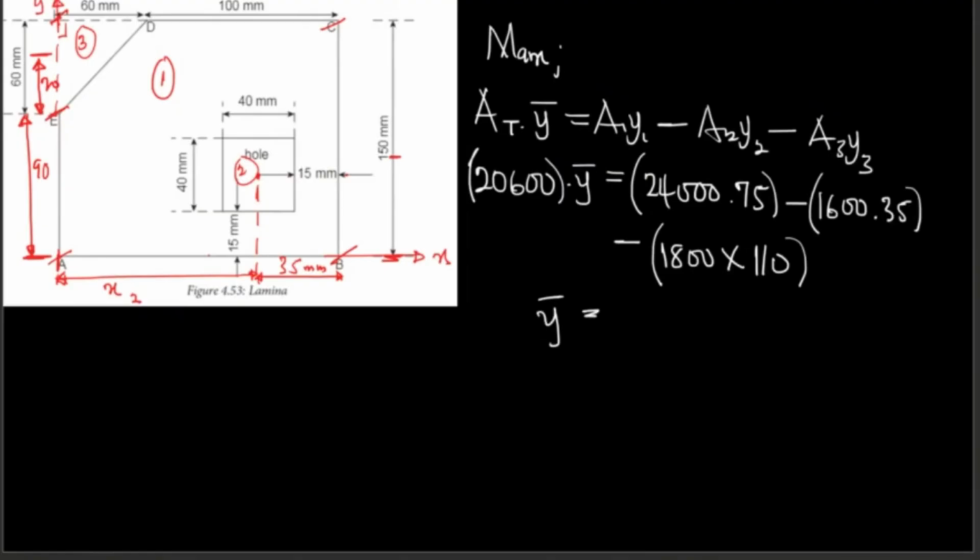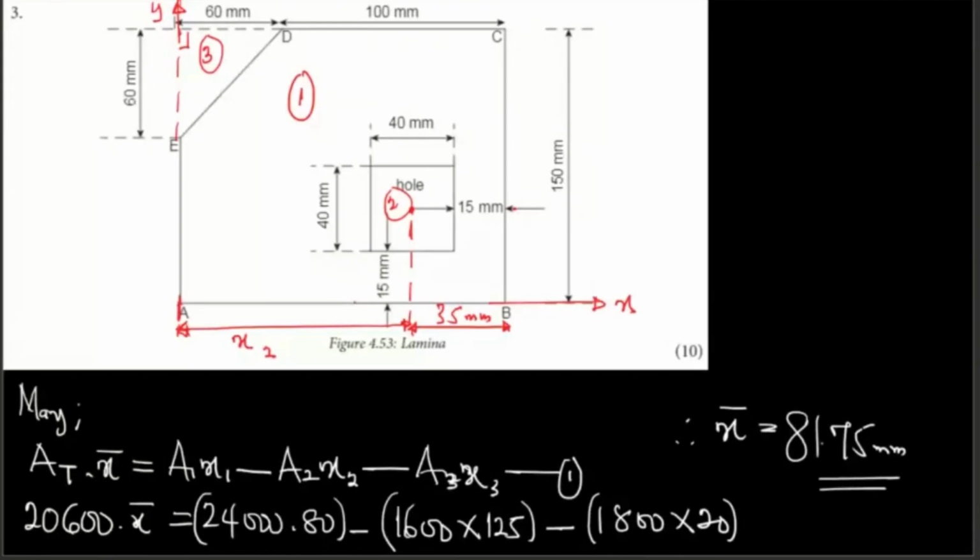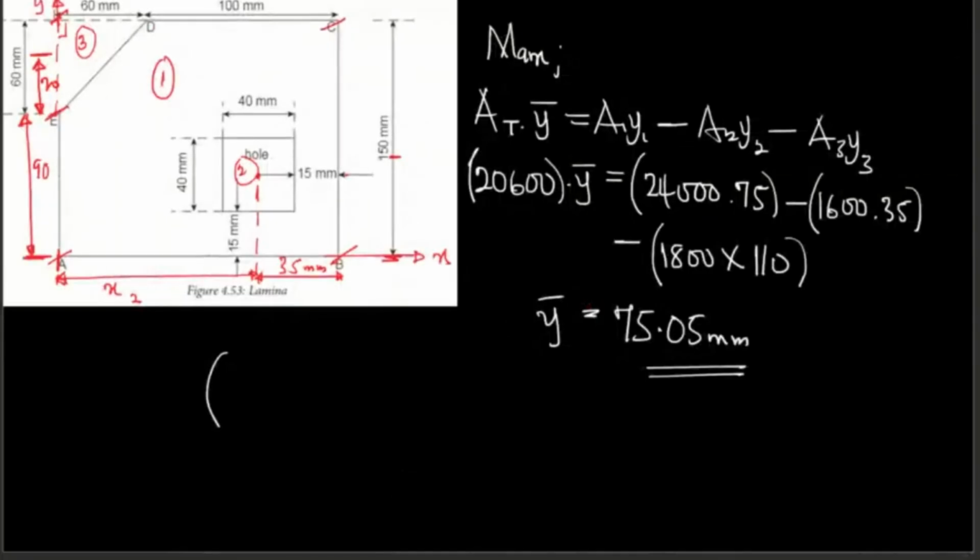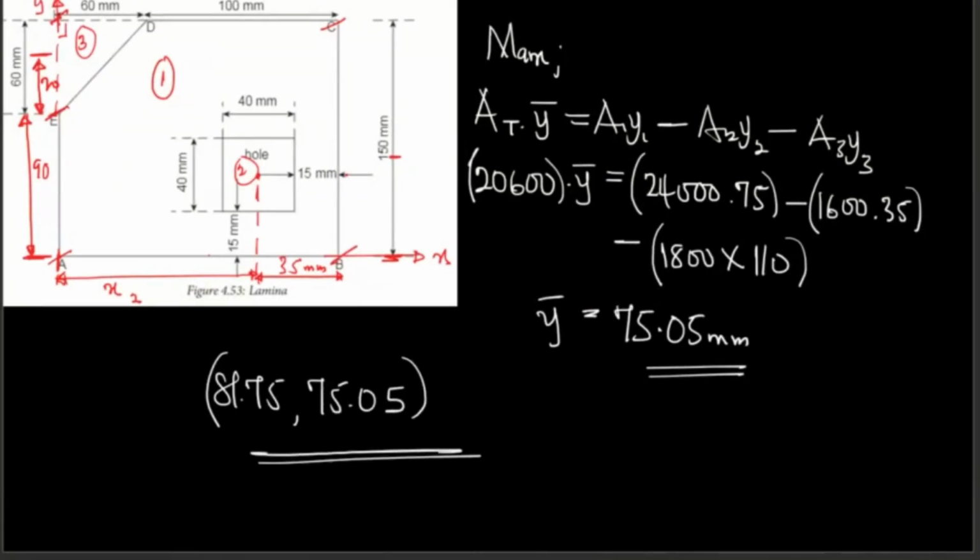Y bar will be what? 35,05, right? That is a coordinate of the centroid of that whole laminar section.